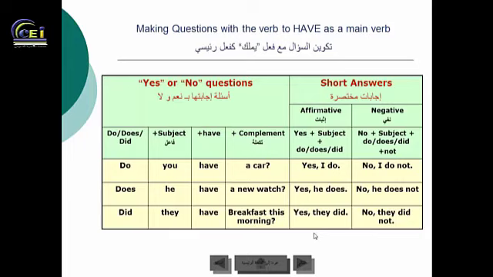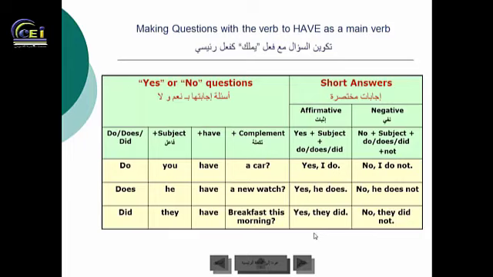Does he have a new watch? The question, verb to do. We use does with subject pronouns he, she, and it, but we use do with pronouns you, they, and we. Do or does for the question in the present, but did for the question in the past. Question: does he have a new watch? Yes, he does. Or, no, he doesn't.